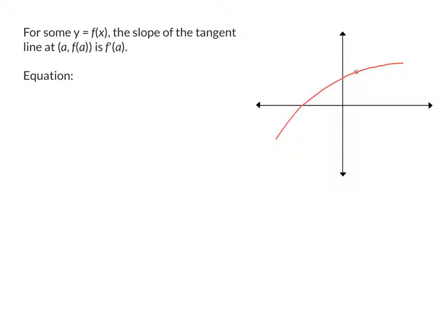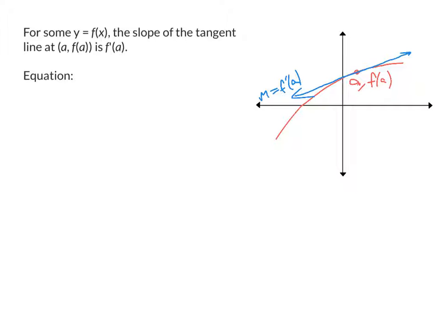at this point a comma f of a, we're able to draw our tangent line like so, and that tangent line has a slope of f prime of a, whatever the derivative of that is, at the point a. So how do we write the equation for that tangent line?